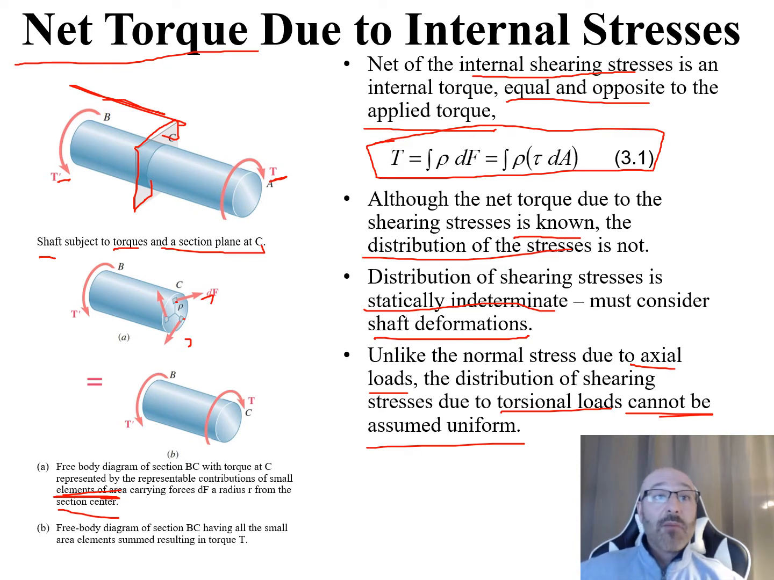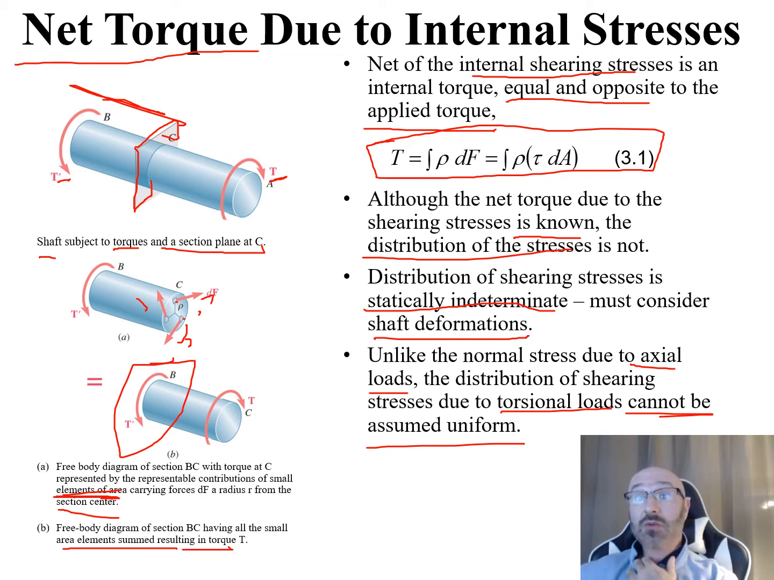Now part B down here is a free body diagram of section BC having all the small area elements summed up in a resulting torque. So what we've done is we've taken all of these small elements at all these areas, summed them all up, however many there are, and from that we have this equivalent torque right here. A lot of times this is what we'll see. When we're thinking about these free body diagrams, what information are we solving for? We may want to get to the point where we have this resulting torque at C, represented by an arrow at C right there, rather than these individual elements.